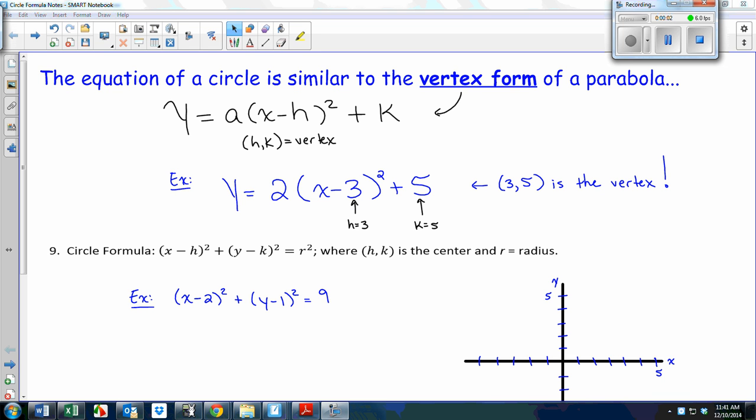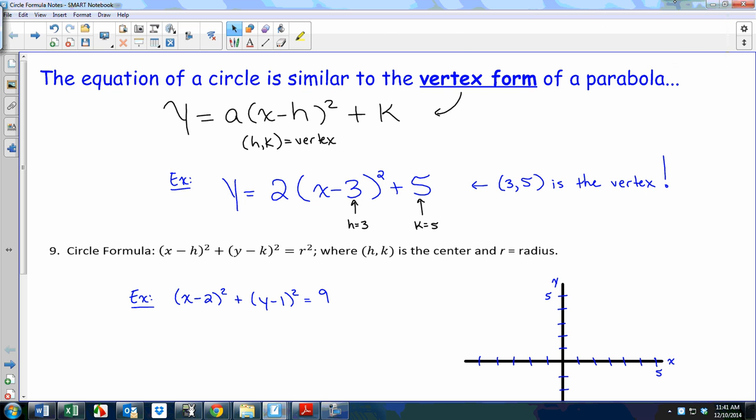All right, so this circle lesson is just kind of a mini lesson for lab's sake. First, let's review the vertex form real quick. The vertex form of a parabola was y equals a parentheses x minus h squared plus k, where that h and k were numbers, and they represented the vertex, right? So in this example, 3 and 5 represents the vertex of that parabola.